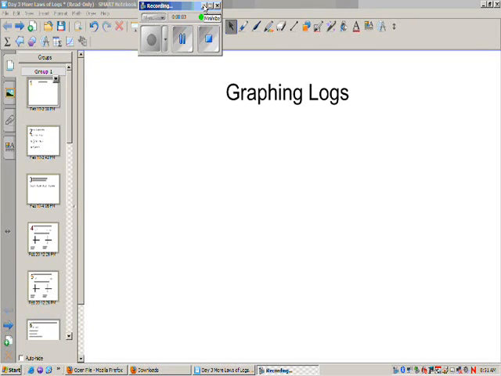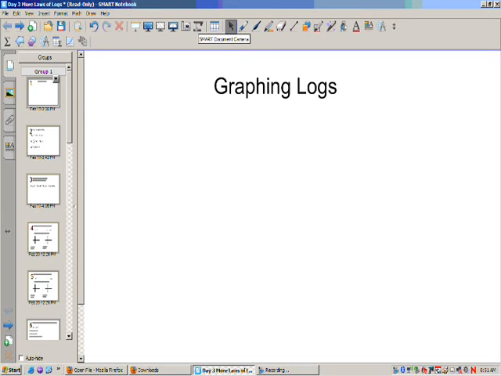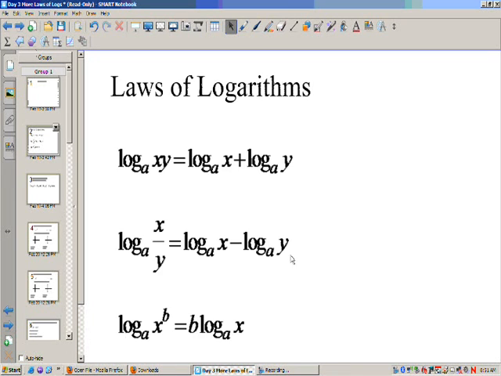Hello, welcome to a new day in our logarithm chapter. Today we're going to learn about graphing, a little bit about logarithms, and we're also going to learn a little bit more with our logarithm rules. First, we're going to review the rules that we learned yesterday.